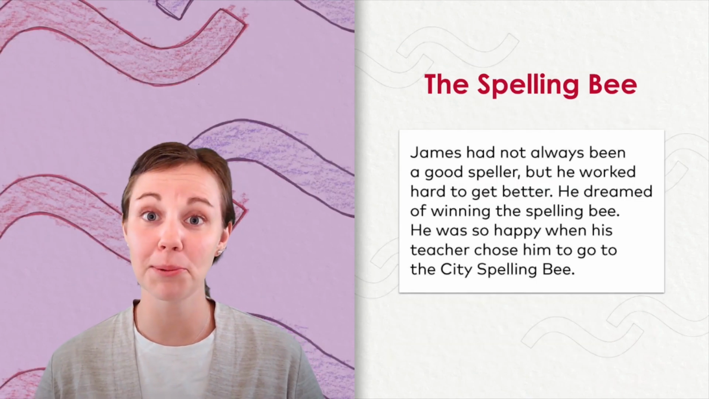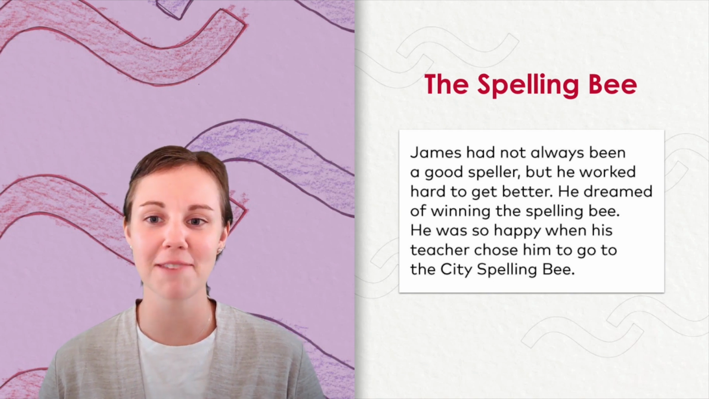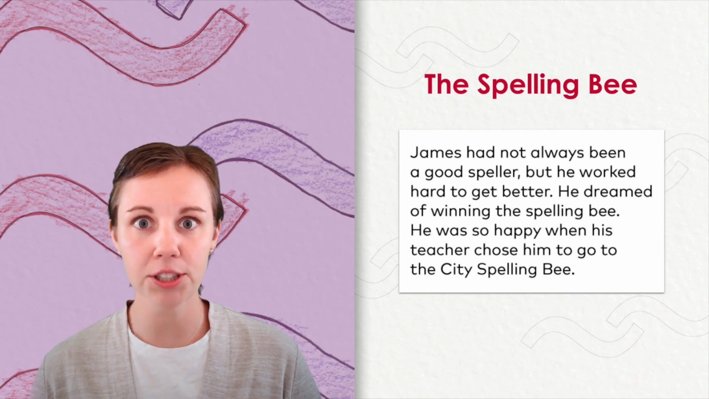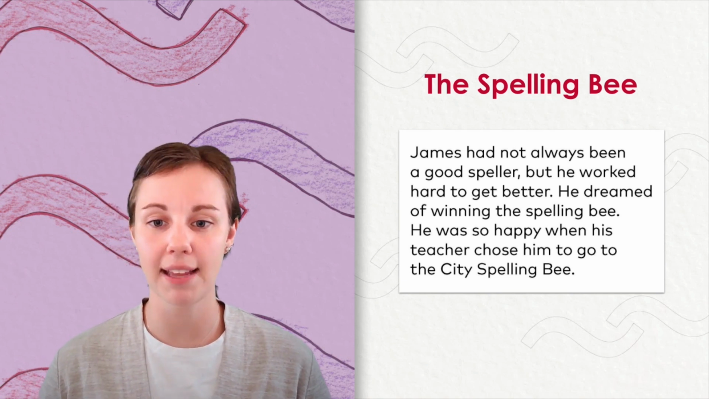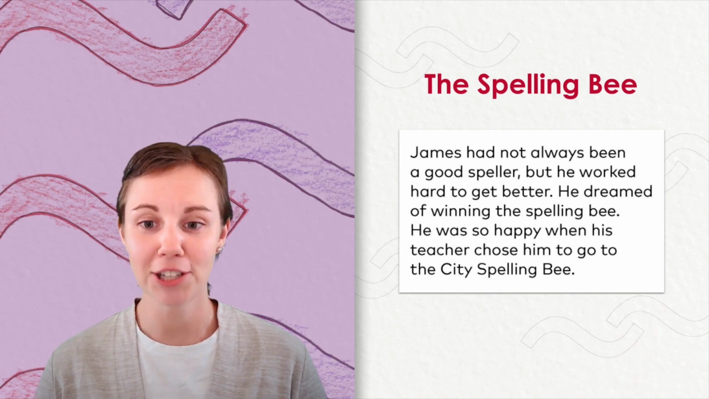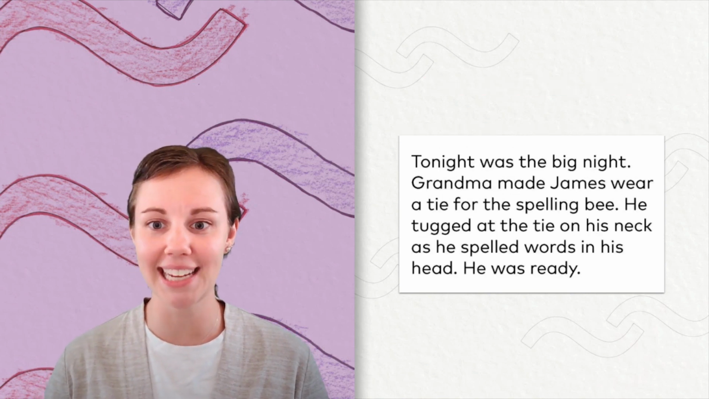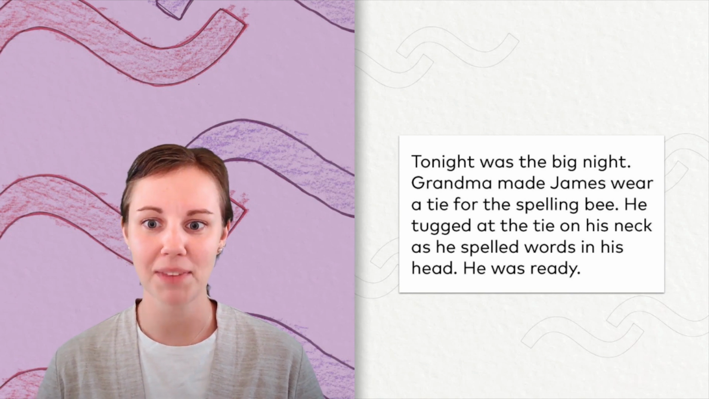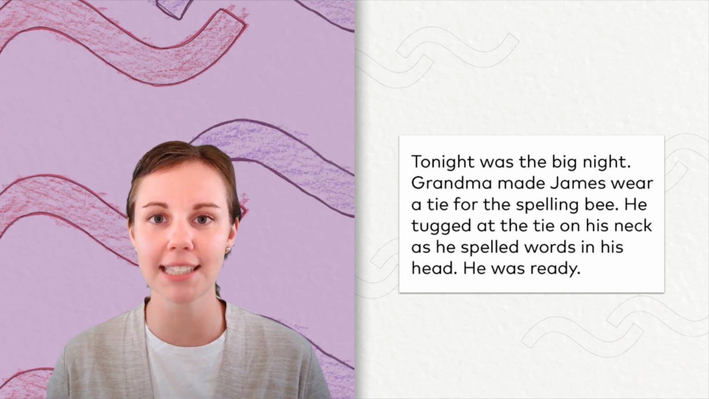Let's reread our decodable book together this time, practicing fluency. Read with me. James had not always been a good speller, but he worked hard to get better. He dreamed of winning the spelling bee. He was so happy when his teacher chose him to go to the city spelling bee. Tonight was the big night. Grandma made James wear a tie for the spelling bee. He tugged at the tie on his neck as he spelled words in his head.